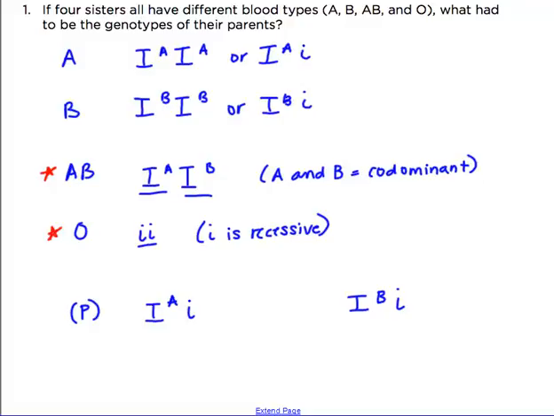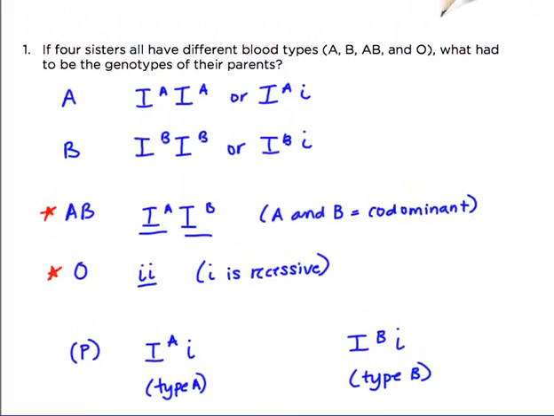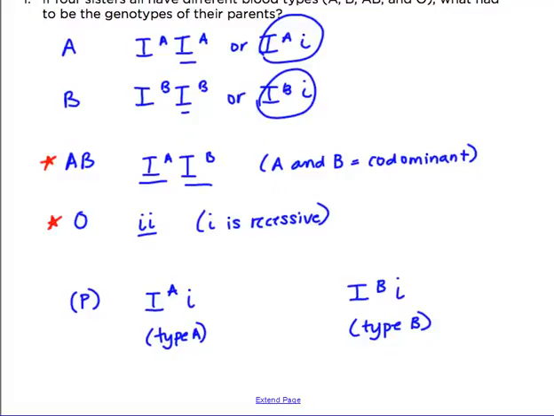So this one parent is big IA, little i, which means they're type A. And the other parent is big IB, little i, which means they're type B. And if you want to scroll back to the top, that means that the A and B daughters had to have been big IA, little i, and big IB, little i, because the other parent doesn't hold these big I alleles. So, to answer the question, the parents are big IA i and big IB i.